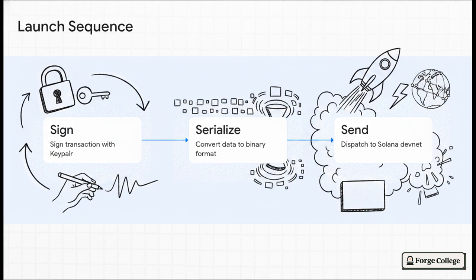It's a clean 3-step launch sequence. Step 1, you formally sign the transaction with your local key pair to authorize the swap. Step 2, you serialize that transaction data into a binary format the network actually understands. And Step 3, you blast it off to the Solana devnet via a raw connection.